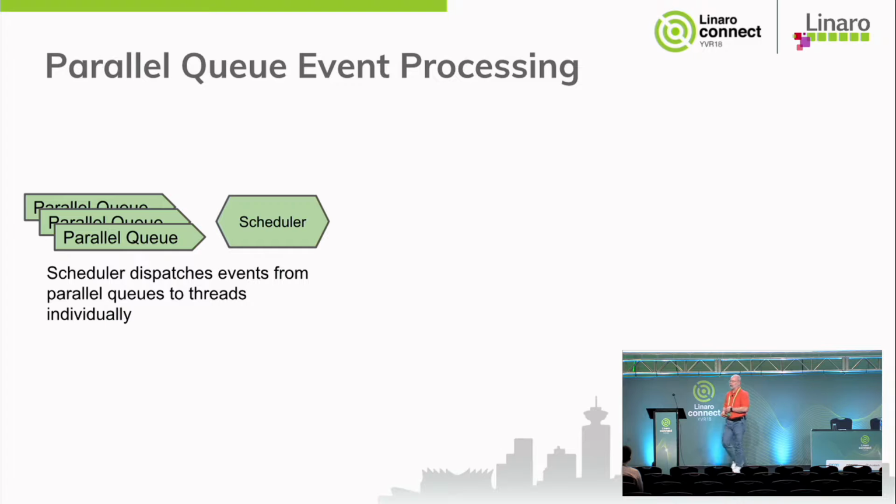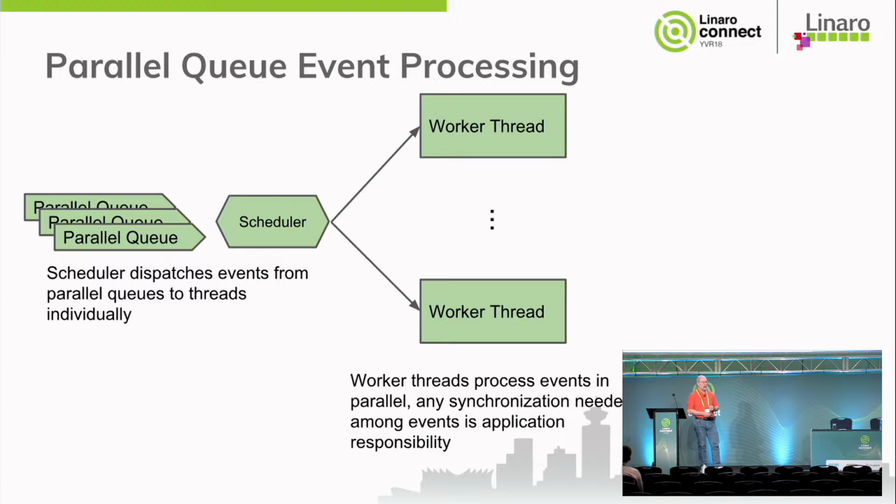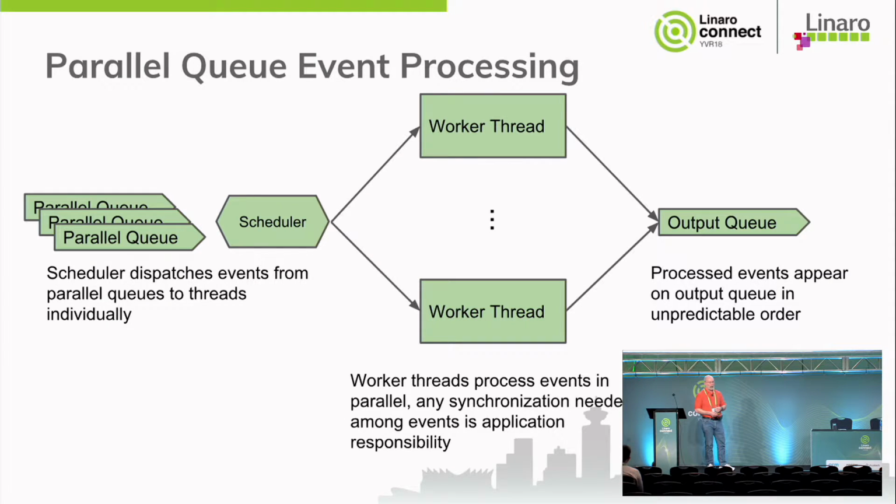So if we look at parallel queues and ordering, if I have a series of events that are on parallel queues, the scheduler will scan those. It will schedule them to run in parallel, hence the name parallel queues, on worker threads, however many are available. And any synchronization needed among these events is the application's responsibility. So parallel is the base case where either the application doesn't require any synchronization among events or it has its own method for doing so, in which case we provide an efficient way of doing that. When they're done, these events wind up on the output queue in potentially unpredictable order. If the application hasn't made any special arrangements, there's no way to predict when they'll arrive.